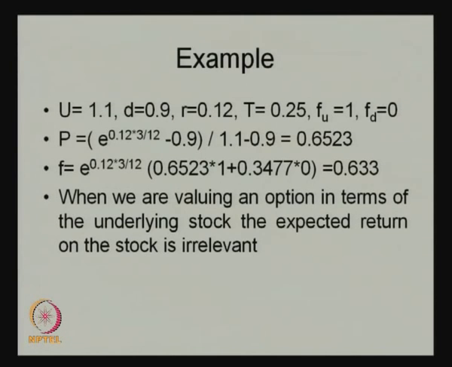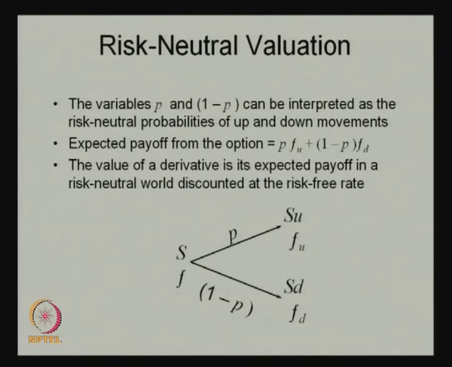So, when we are valuing an option in terms of the underlying stock, the expected return on the stock is irrelevant. Basically, we are deciding what should be this particular value in that particular time, or how this probabilistic function, what is the percentage of probability of increasing, what is the probability of decreasing of this particular stock price, that basically will decide how much should be the particular price in that particular time period. So, that is why we call it the risk neutral evaluation.